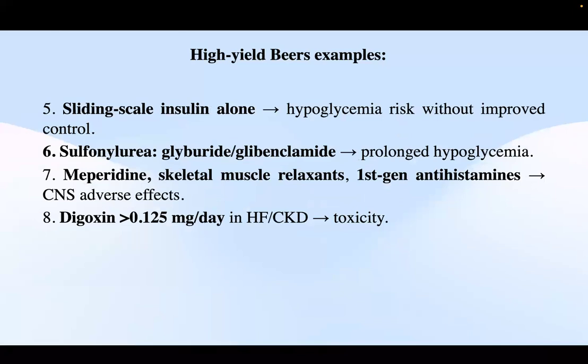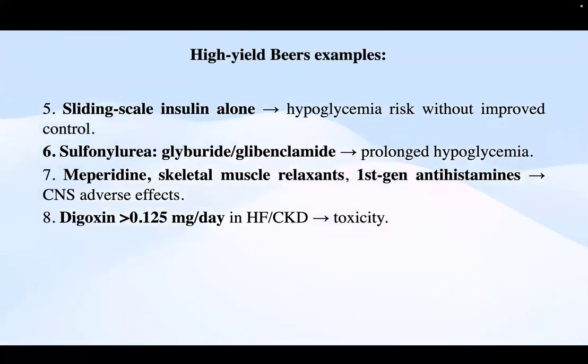Next, we have sliding scale insulin alone. As I said earlier, it gives you a major risk of hypoglycemic episodes without improved control, so that again needs to be checked in the Beers criteria. Sulfonylureas, for example glyburide or glibenclamide, give prolonged hypoglycemia as well. Meperidine, skeletal muscle relaxants, and first-generation antihistamines again increase the risk of CNS adverse effects. And digoxin, a very popular drug, greater than 0.125 mg per day in heart failure and CKD patients gives you a major toxicity as well.